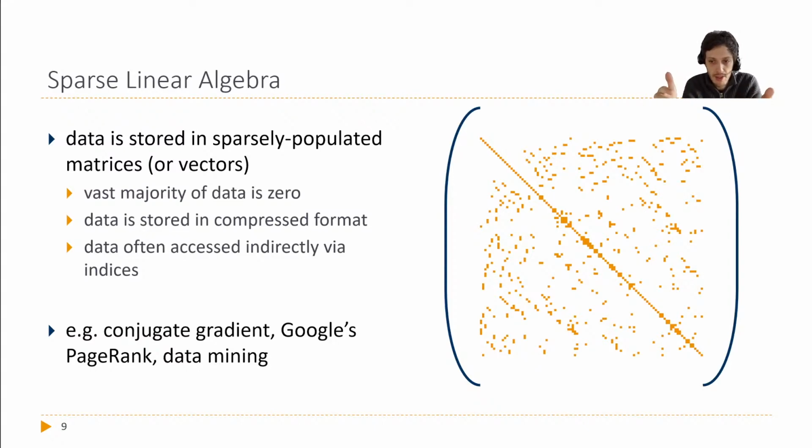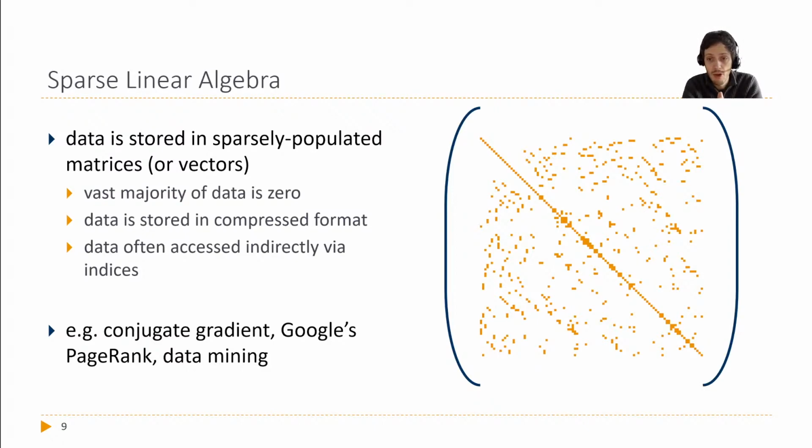In order to get around this, data is usually stored in a compressed format. We're going to discuss this on the next slide. And you often access data indirectly. So you do not store the full matrix because you will be storing a lot of 0 data, which is not useful. If you store it on disk, you could just compress it with gzip, 7-zip, or LZMA, whatever algorithm you have out there.